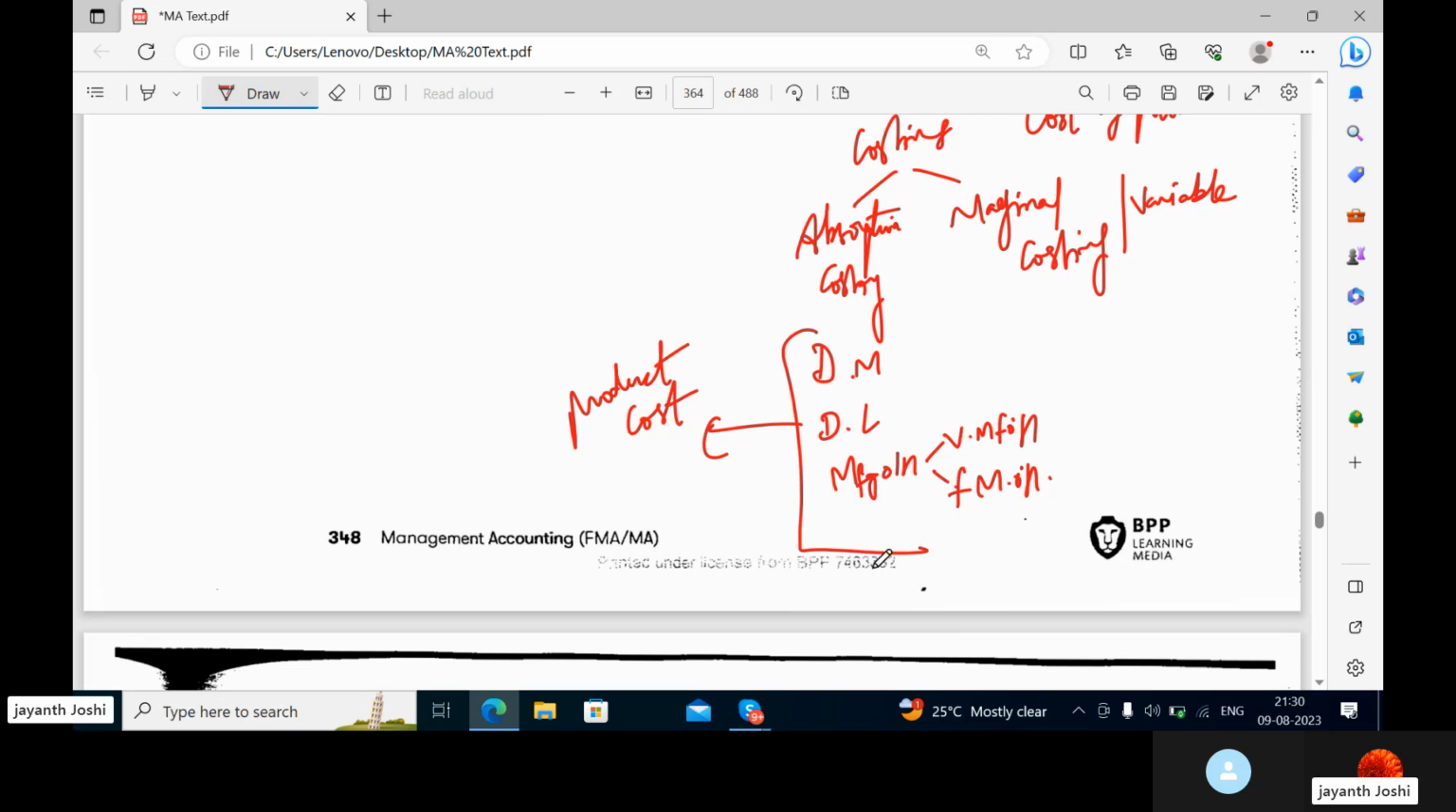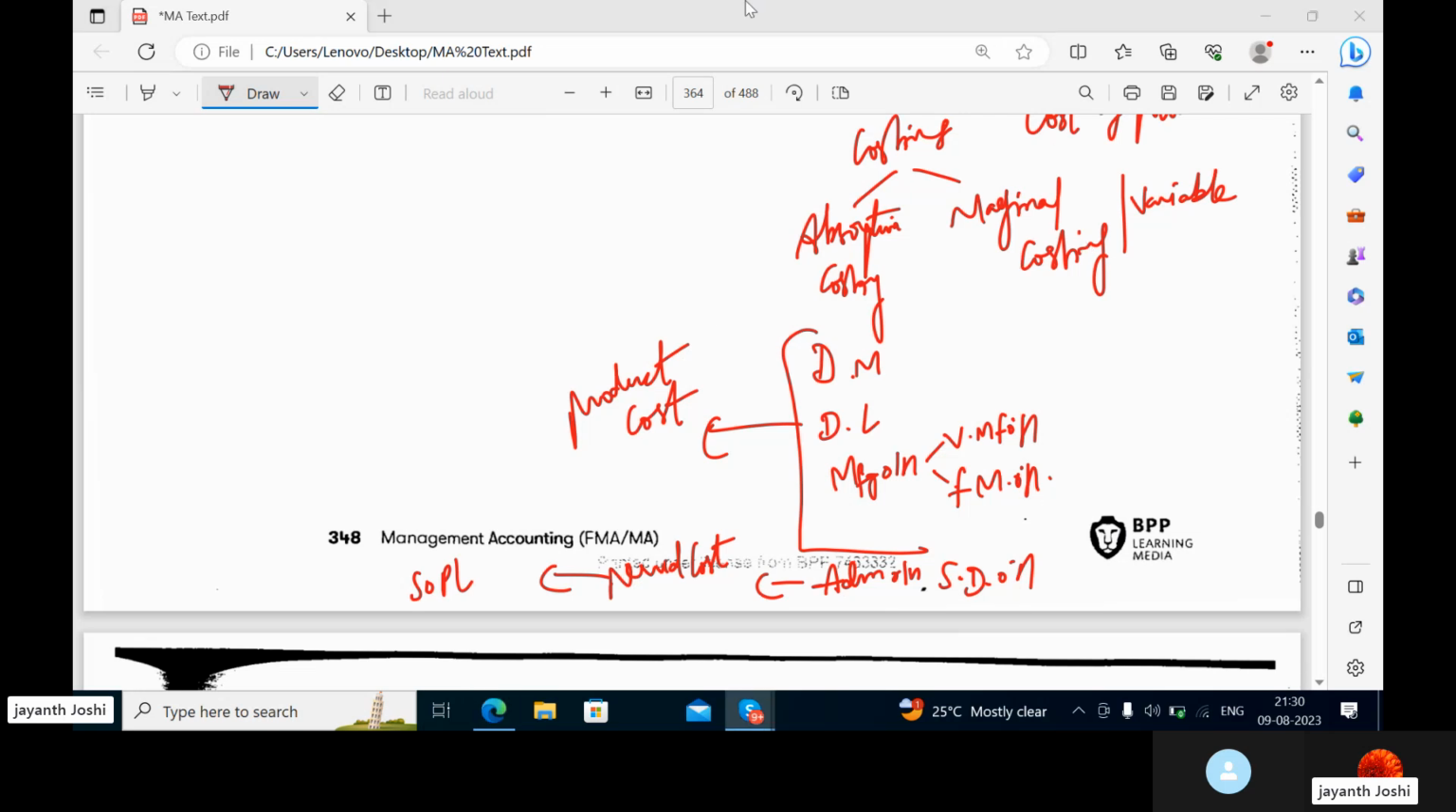Now, administrative overheads and selling and distribution overheads are called period cost. So period costs are taken in the statement of profit or loss as expense.